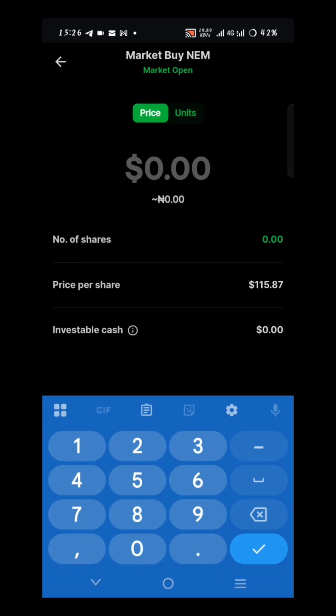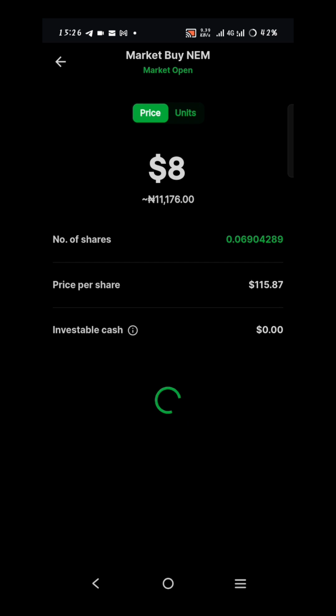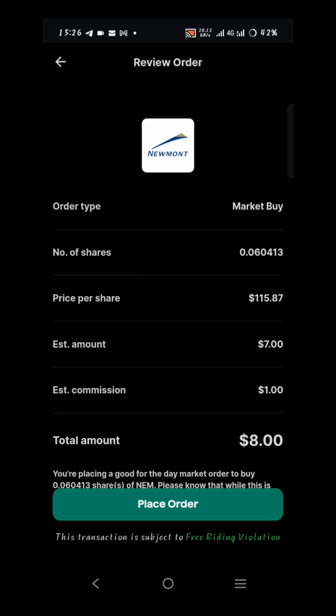Now let's try. How many dollars can I buy? That is it. You can see shares per dollar. But since I'm not buying up to that, let me just type $8. That is around 11,000 naira. So done. Let me order it. You can see I can place another, and I'm buying how many units? You can see that it's going to be, since I'm buying less than the cost of it on the market, that's the price it goes for.